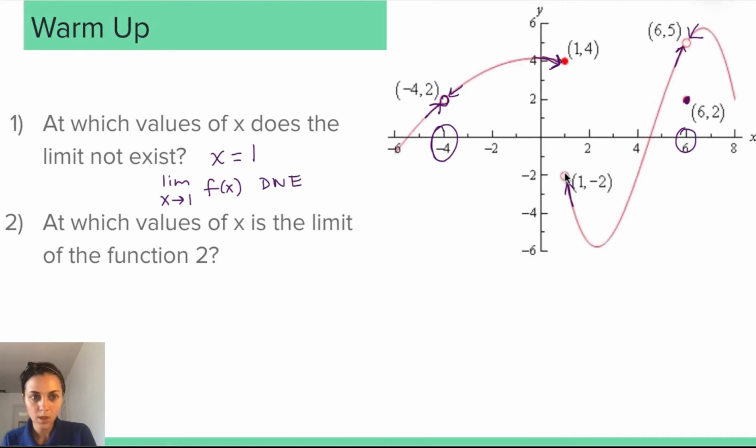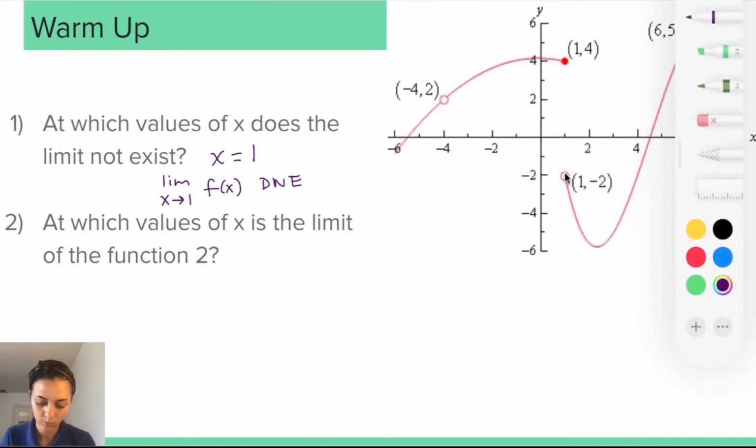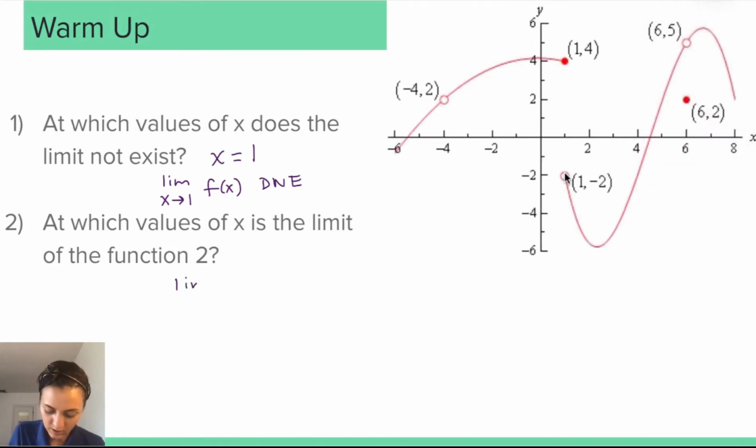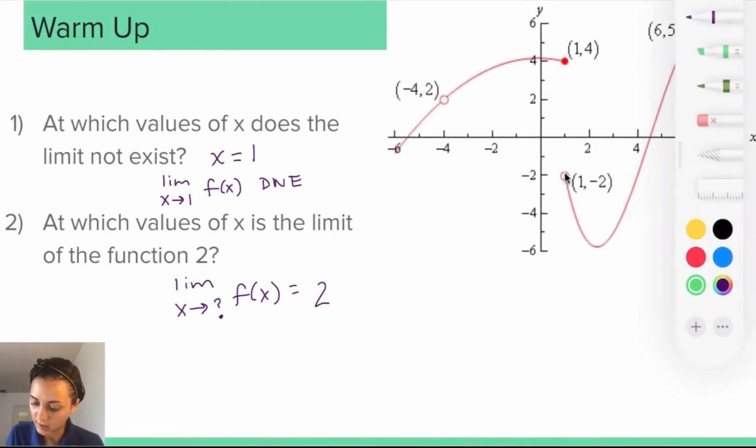And then problem 2, at which values of x is the limit of the function equal to 2? I'm going to erase this stuff here, it's kind of busy. So where is the limit equal to 2? In function notation or limit notation it could look like this. I'll put a little question mark there. At what values of x does the limit equal 2? So I'm going to highlight where y is equal to 2.